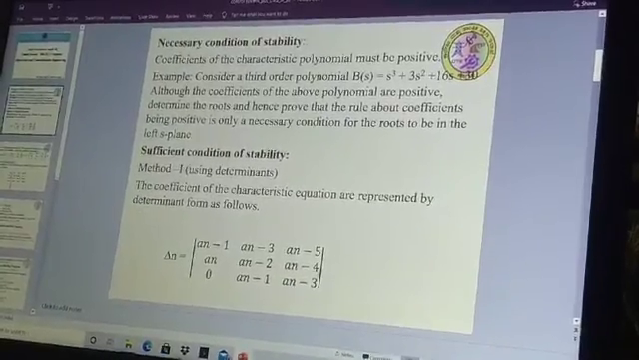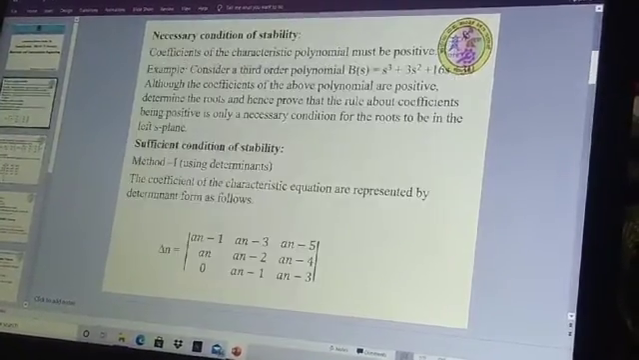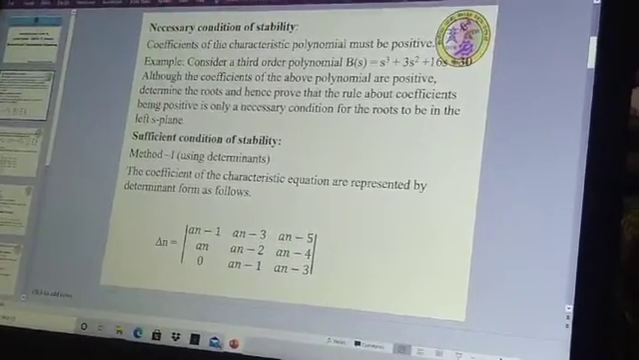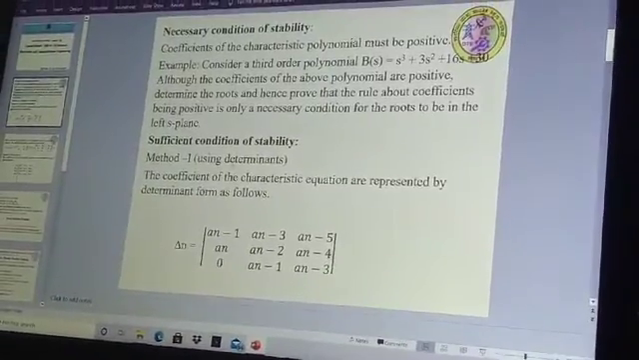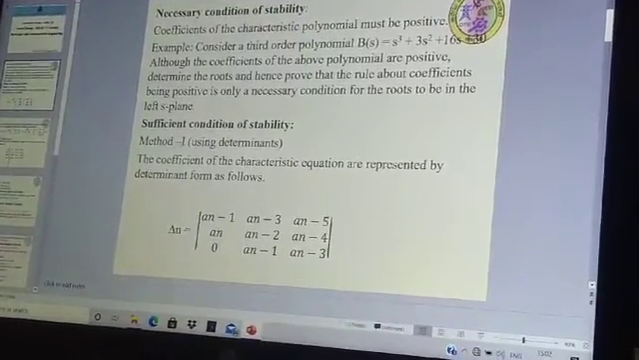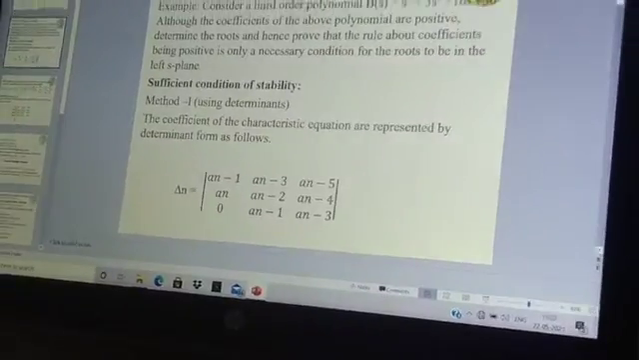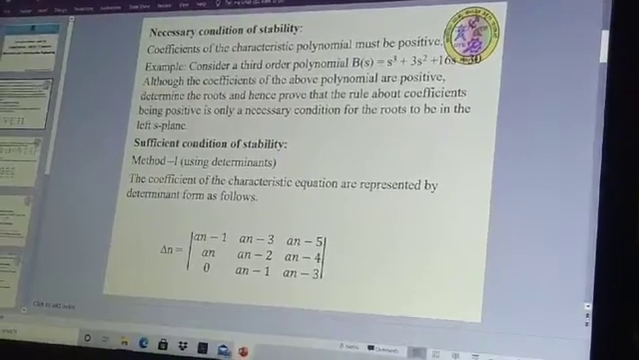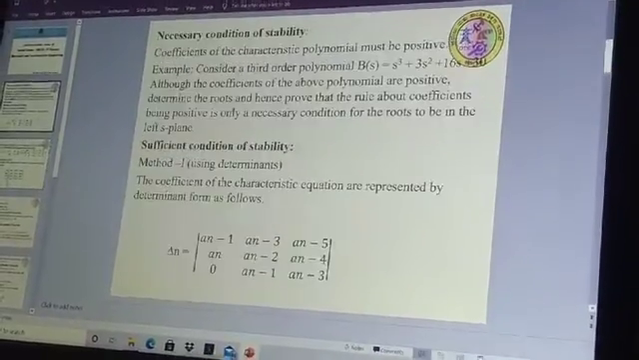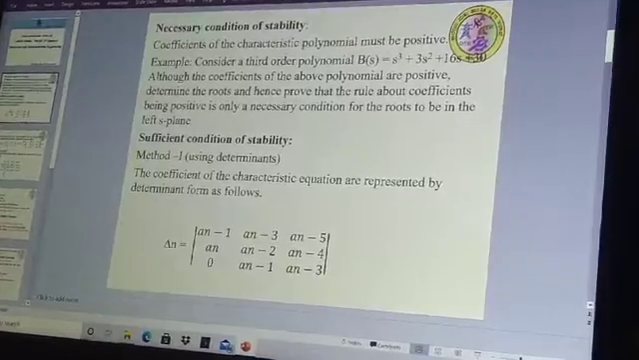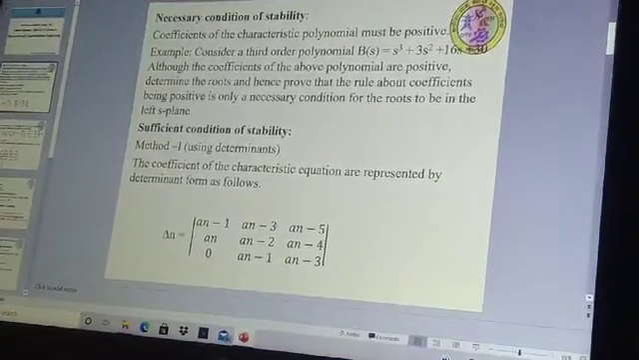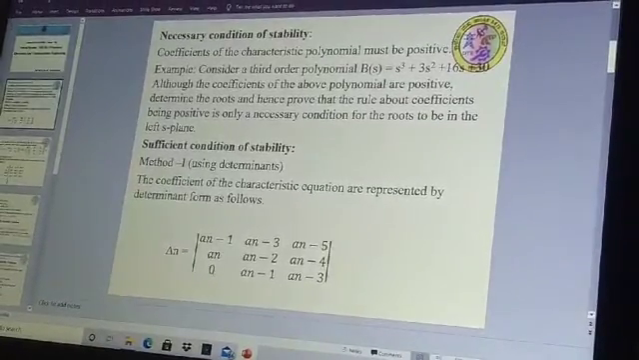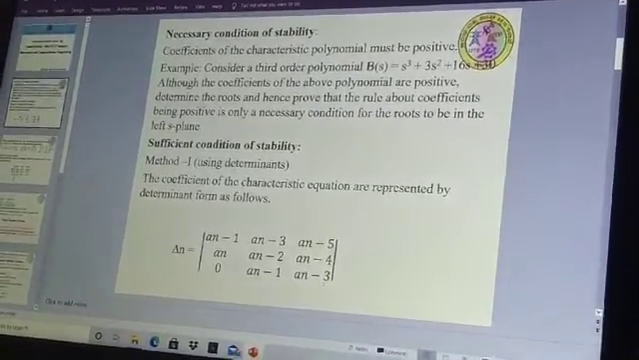Sufficient condition of stability. For the sufficient condition for stability, you have two methods. One is using determinants, the second method is the Routh array. In method 1, using determinants, the coefficients of the characteristic equation are represented in determinant form as follows. That is given as delta n equal to the determinant with rows an minus 1, an minus 3, an minus 5; an, an minus 2, an minus 4; and 0, an minus 1, an minus 3. You have to write like this.